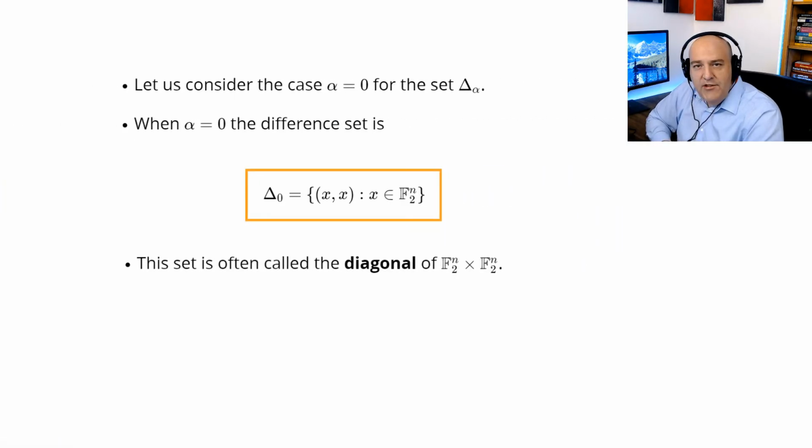And why don't we just look at a special case when alpha is 0? So by the last proposition, when alpha is equal to 0, the difference set would be x comma x plus alpha. But since alpha is 0, it's just x comma x, right? So delta 0 would just be the set of all ordered pairs x comma x, where x ranges through F2^n. And this set's often called a diagonal of F2^n cross F2^n.